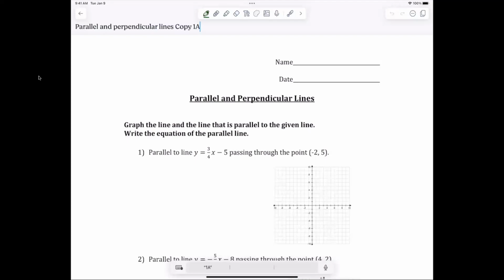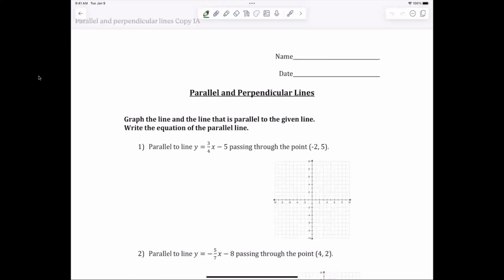All right, it says graph the line and the line that is parallel to the given line. Then write the equation of the parallel line. So again, a lot of people don't understand what I'm asking when I say write the equation of the line parallel. So I'm going to try to demonstrate exactly what I mean.